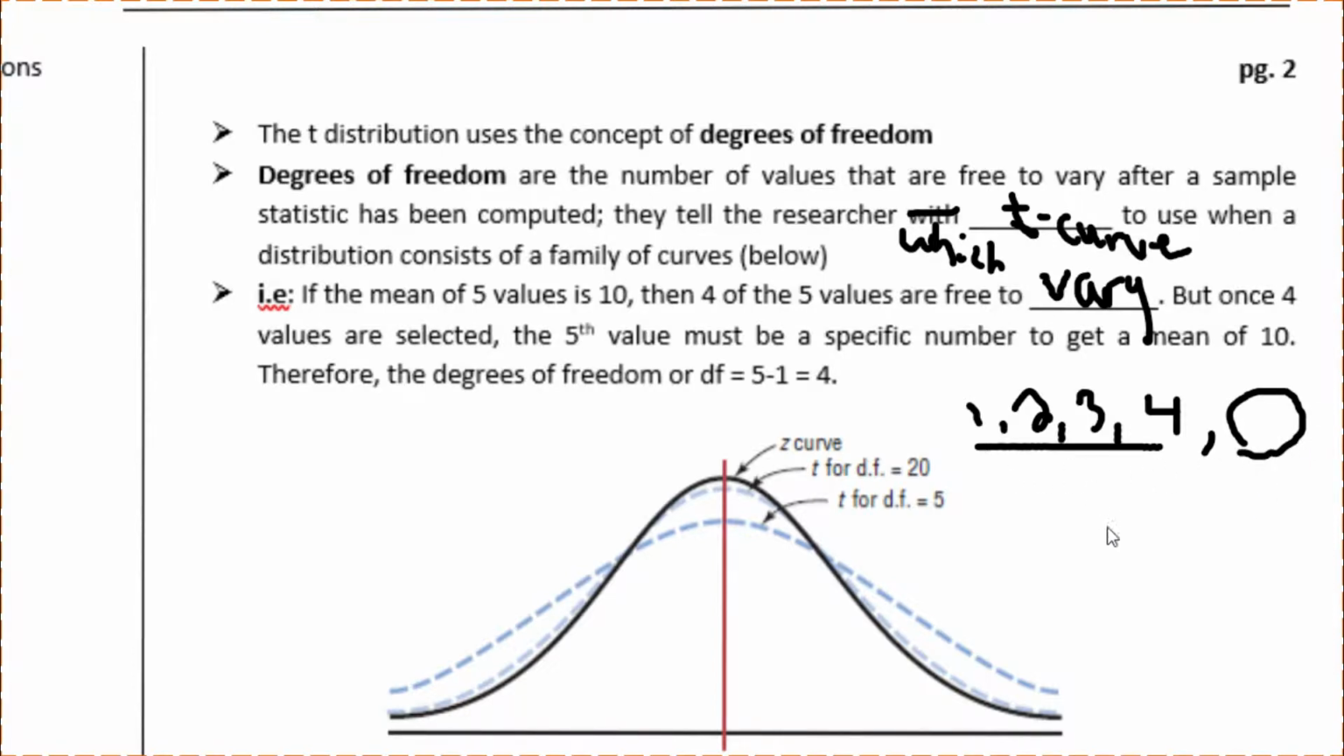Okay, so if I add these numbers, 1 plus 2 plus 3 plus 4, well, 4 plus 3 is 7, 7 plus 2 is 9, 9 plus 1 is 10. So this is equal to 10. But this number has to be a specific number so that I can get a mean of 5. Well, or of 2, I'm sorry, I said 2 earlier. Let's say I want a mean of 2.